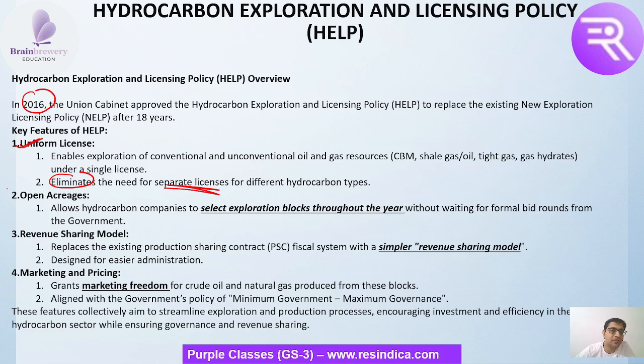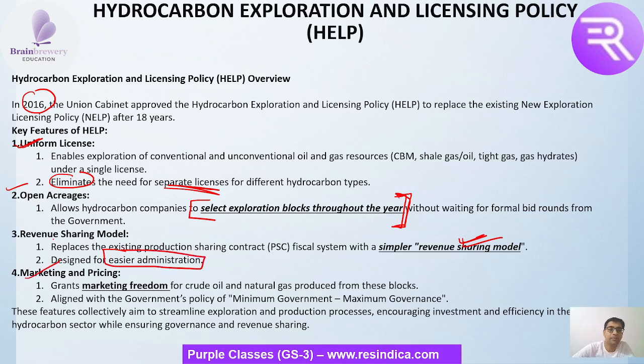Then open acreage facility. Now the government has allowed that the company can select and explore blocks throughout the year. Okay, here companies have been given permission that now you can select the blocks and explore the blocks throughout the year. Earlier, there was only a certain time frame where bids were allowed. But now the government said that you can come anytime, you can select and you can start exploration anywhere. Then the government came up with a simple revenue sharing model for that. It is for easier administration of the whole purpose.